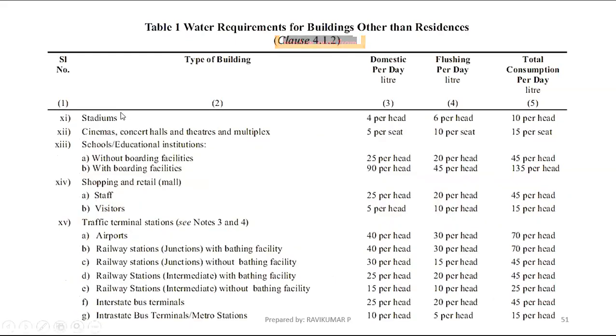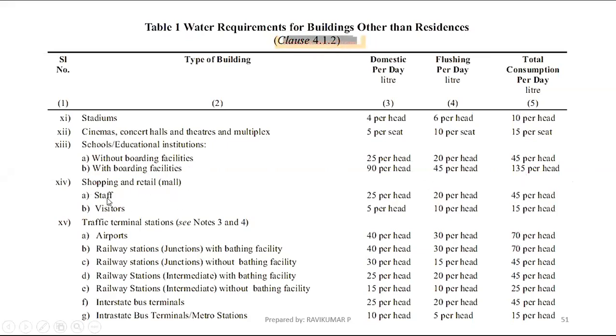Likewise, for every cinema theater, schools, education staff, visitors, everything is given. For schools without boarding facility, that is not hostel, only school, 40 liter per head for students plus staff, everything you have to count. With boarding facility, including hostel, you have to consider 130 liter.